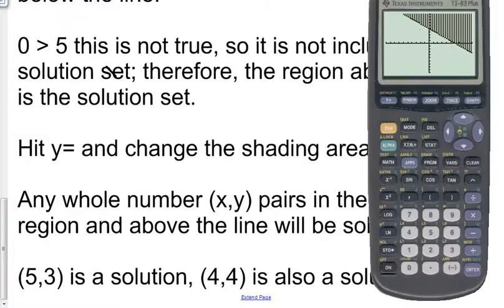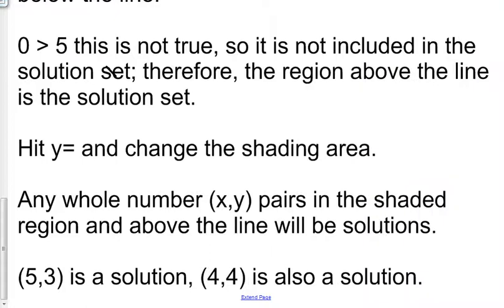Possible solutions. If you look here, I'm going to go, okay, 1, 2, 3, 4, 5 over and 3 up. 5, 3 is a solution because it's a whole number. It's a whole number set and it's in the shaded area. 6, 0 is a solution. 4, 3 is a solution. Any whole number pairs in this shaded area will be possible solutions for this problem. And that's it for 6.1.